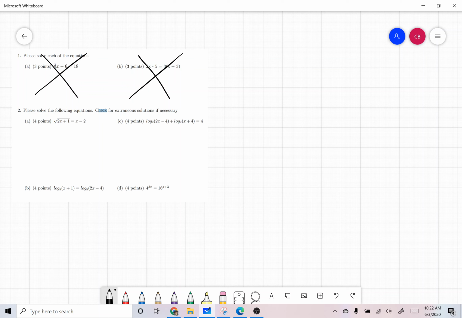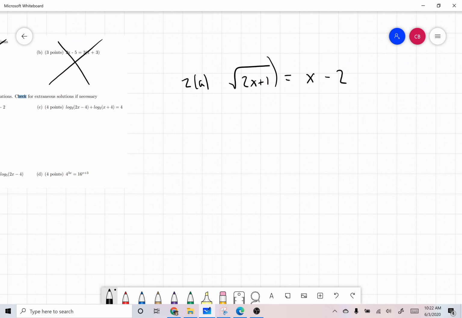Okay, let's get going. So it says solve the following equation. So we're going to solve part 2a. This is square root of 2x plus 1 is equal to x minus 2. Well, let's get rid of the square root. We need to square both sides. Sorry, that's an ugly 2. So if we square both sides, this becomes 2x plus 1. And if we FOIL this out, x squared minus 4x plus 4.